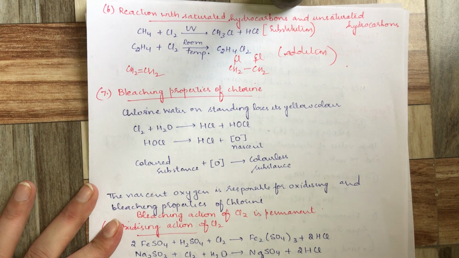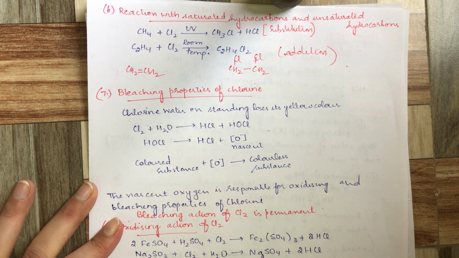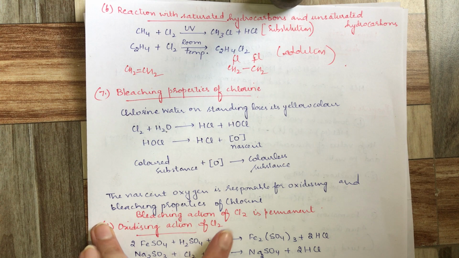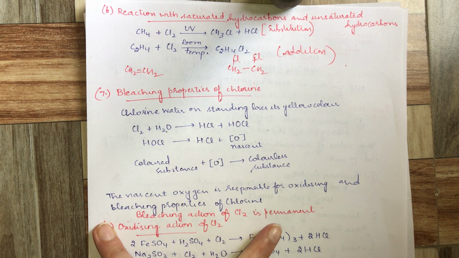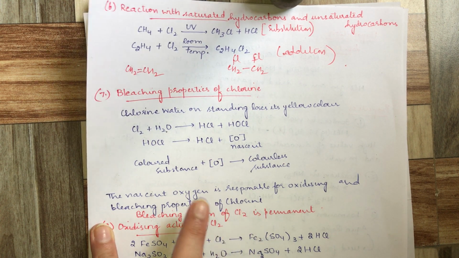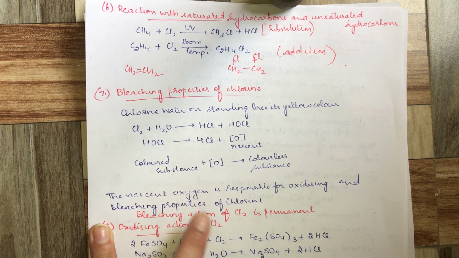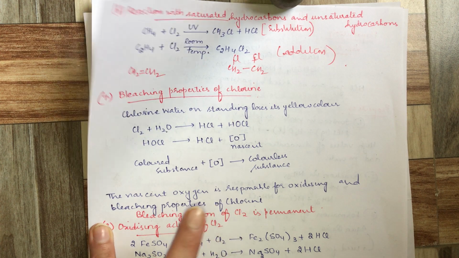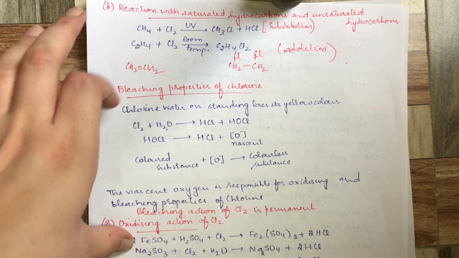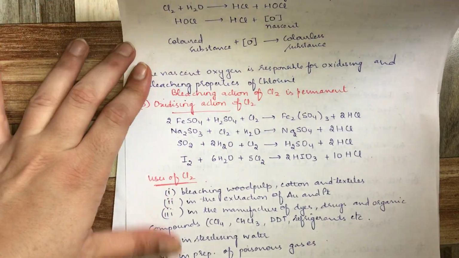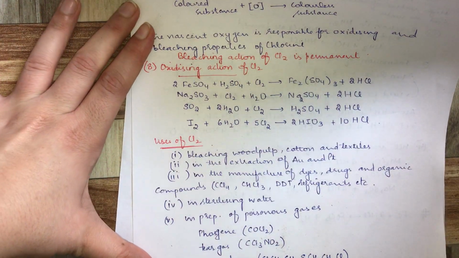It bleaches a colored substance into colorless, right? So the bleaching action of Cl2 is permanent. Like SO2, the bleaching action of SO2 was temporary, but here the bleaching action of Cl2 is permanent. Very important to note.